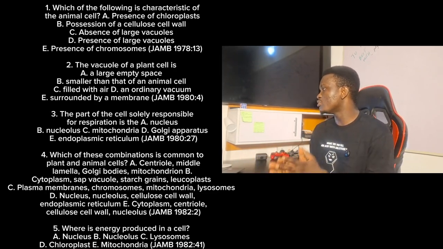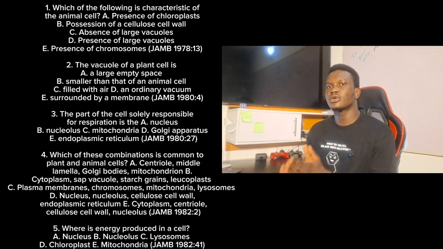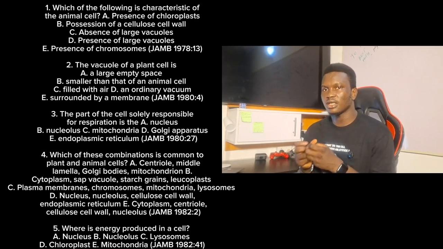So it is surrounded by a membrane. Yes. What's the membrane that surrounds the vacuole? It is called a tonoplast. So the vacuole is surrounded by a membrane.